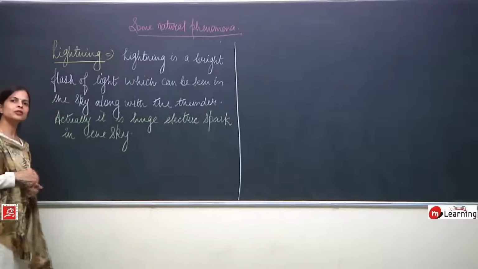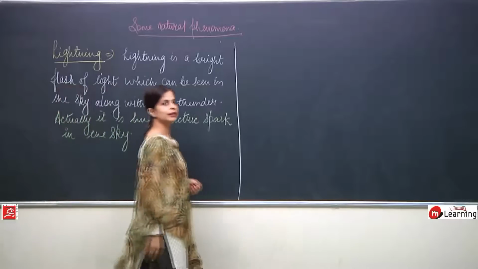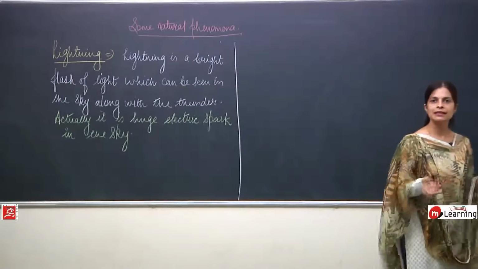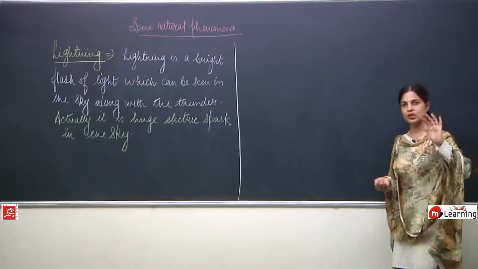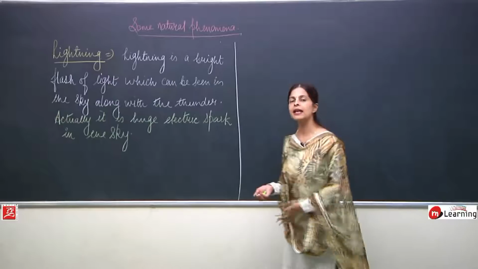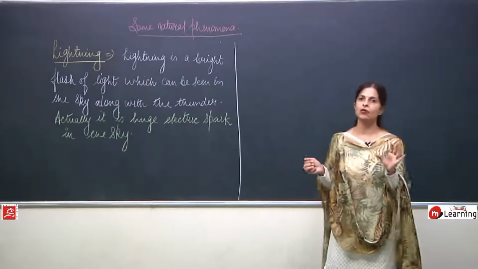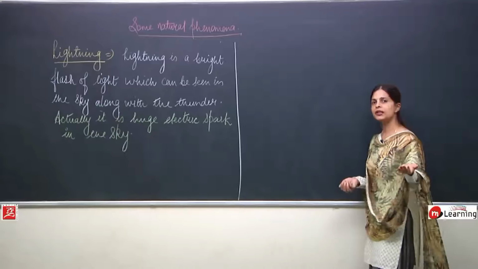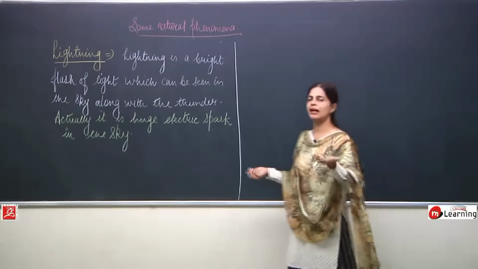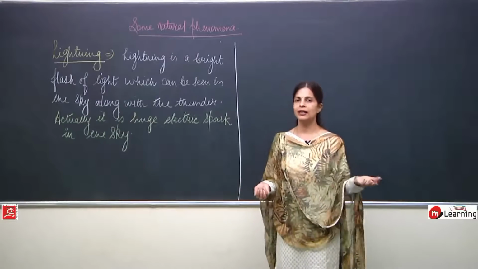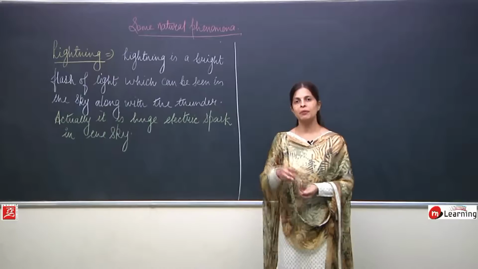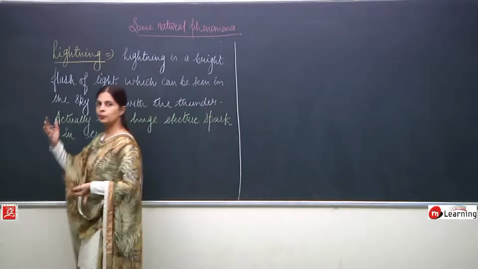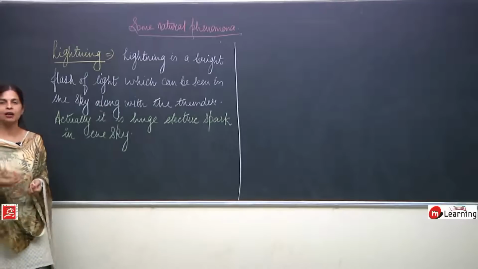Now, I hope these two points are very clear. Lightning is nothing but just a flash of light which can be seen in the sky along with the thunder, along with the loud noise. And what is it actually? It is an electric spark. As a spark takes place, maybe on the road, you might have seen electric sparks on the poles sometimes, maybe in the house itself.